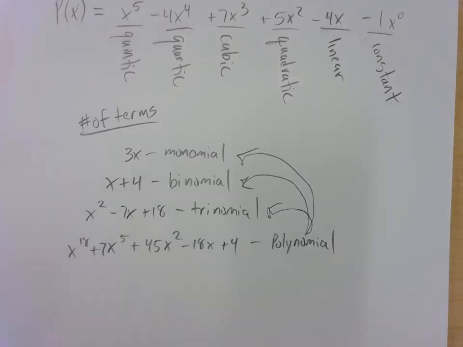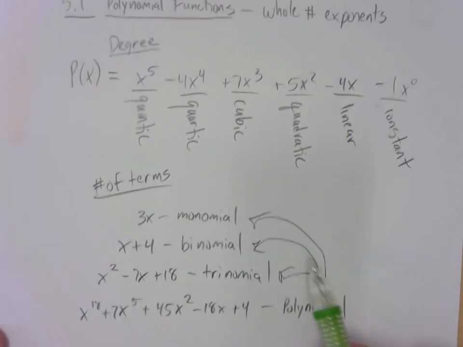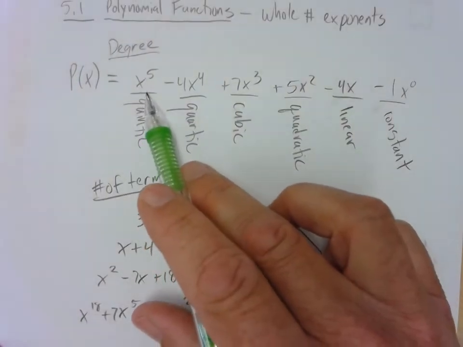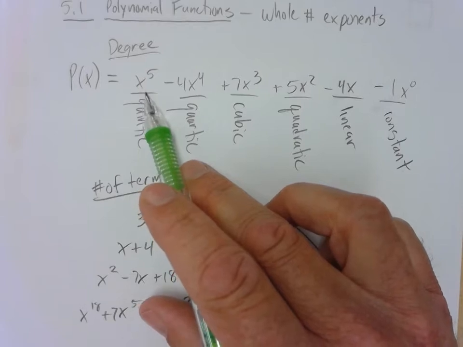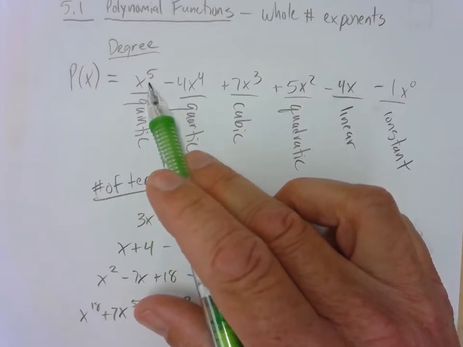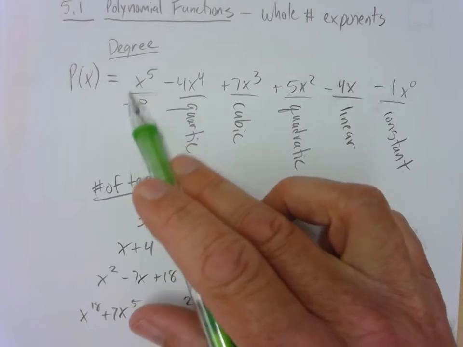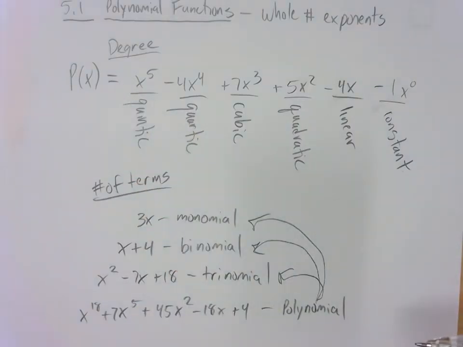The next thing we can do is talk about the end behavior of a polynomial. The leading term is the first term. The exponent and the number in front, the coefficient, tell you about the end behavior of the function. So let's talk about end behavior.